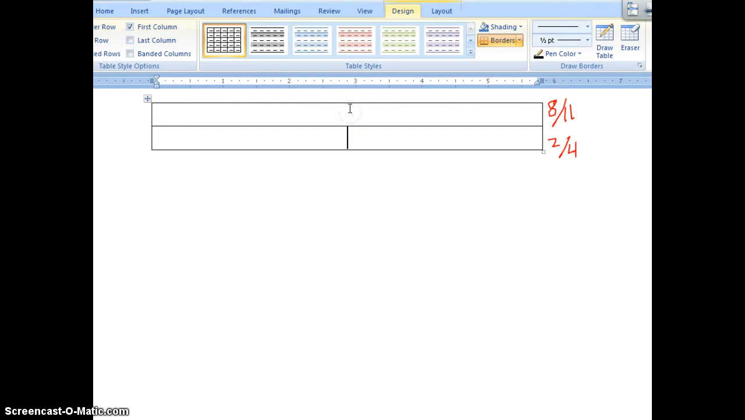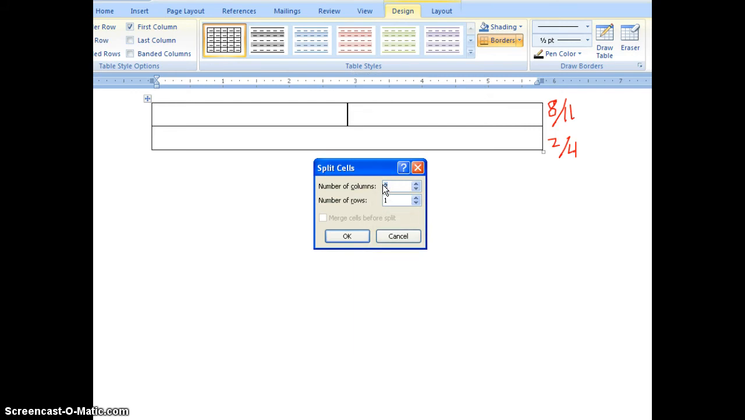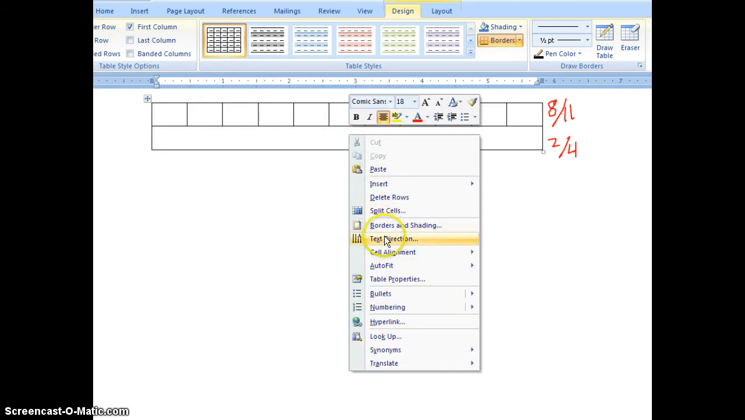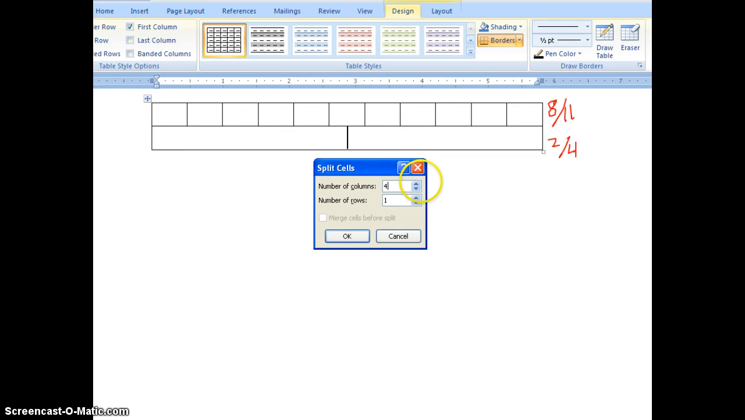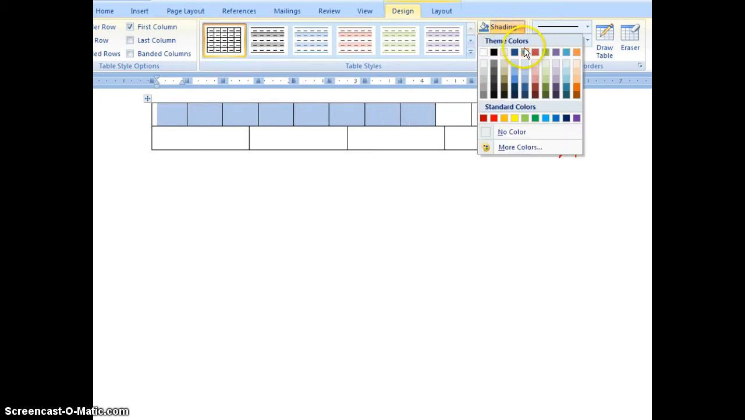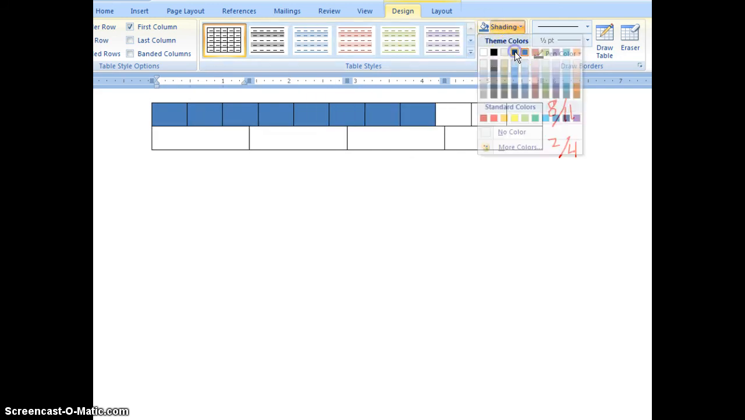Now, what I would do then is right click inside with my mouse, and say split cells, and I want to have 11 of those parts. So here now I have 11 parts, and here I need to have 4 parts. So I'm going to go split cells, say 4, and hit OK. Now this one I need 8 of these. So 1, 2, 3, 4, 5, 6, 7, 8, and I'm going to shade those like that. Now here I need 2/4. So 1, 2, and I'm going to come up here to shade, and do that.